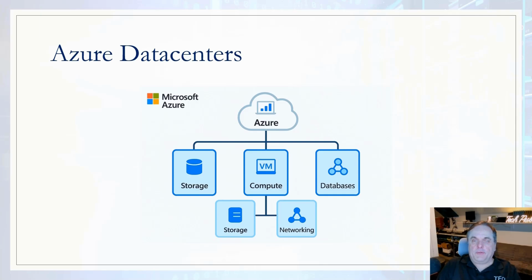Here's a high-level view of an Azure data center. You can see storage, compute processing power, databases, and then you have storage that's connected directly to computers and servers, as well as networking that wraps it all together. This provides a high-level view of what comprises the Azure data centers. Be sure to grasp these features for the AZ-900 exam.